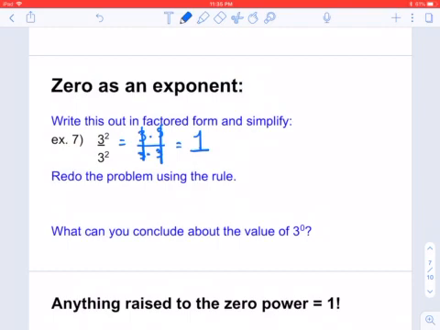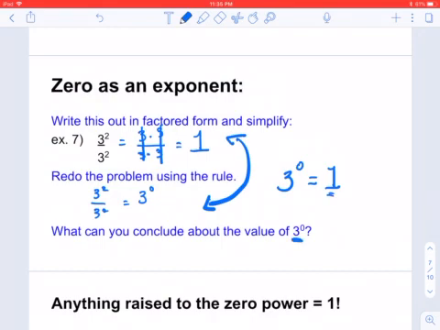Let's go ahead and redo the problem using the rule. So if we have 3 to the 2nd over 3 to the 2nd and we subtract the exponents, we're going to have 3 to the 0 power. Well, these must be the same because they have to come out the same in order for our rule to work. So that's telling us then that 3 to the 0 must be the same as 1. So we're seeing that 3 to the 0 power is going to be equal to 1. In fact, this is true every time you get any number to the 0 power.